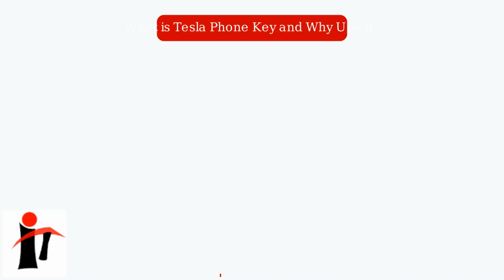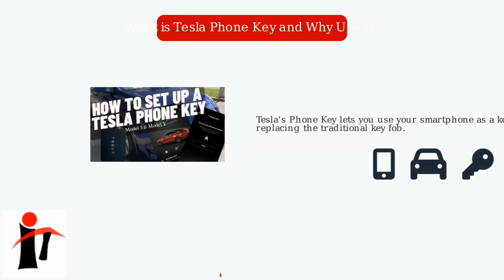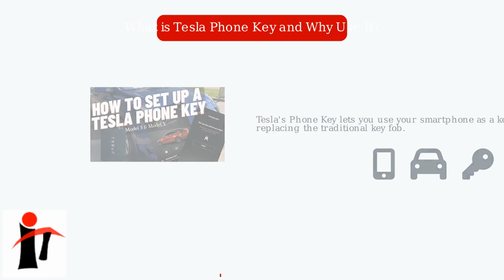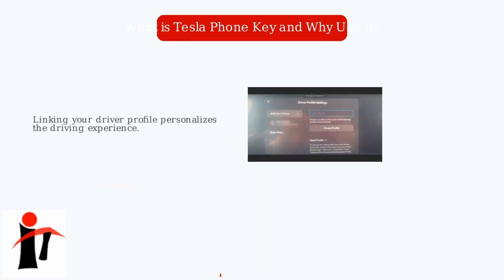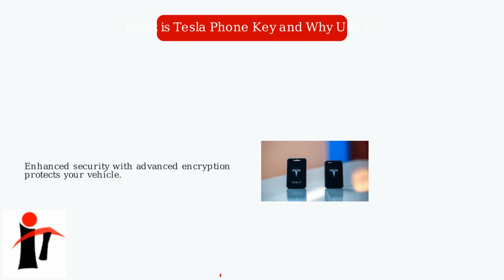Tesla's phone key feature allows you to use your smartphone as a digital key, replacing the traditional key fob. This provides keyless entry and automatically loads your driver profile, adjusting seats, mirrors, and climate settings for a personalized experience. It also includes enhanced security through advanced encryption to protect your vehicle.